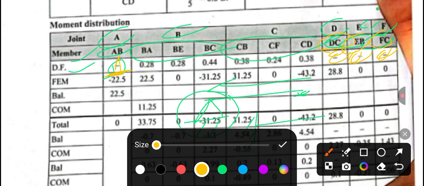Okay, and we have already calculated in the second step the distribution factors of BA, BE, BC, and for CB, CF, CD. We have already calculated these in the above table, and we have just put the values here. Now we have to write the fixed end moments. So from the first step we write all the fixed end moments and keep them in this. Okay, so we have done all these things. Now look here.